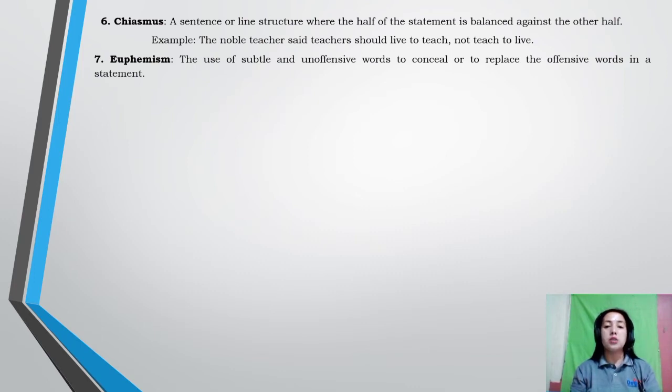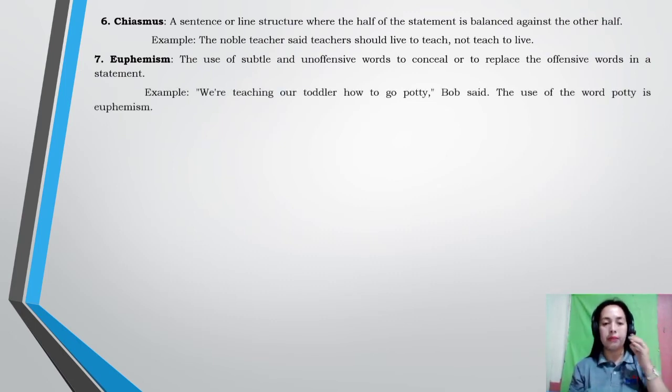The use of subtle and unoffensive words to conceal or replace the offensive words in a statement. Ginagamit na natin siguro. Nagamit natin pero unnoticed, unconsciously, we are using it. Okay. Example. We're teaching our toddler how to go potty, Bob said. The use of the word potty is euphemism.